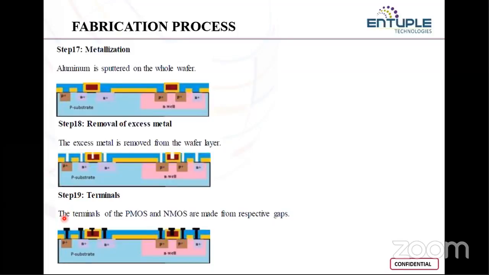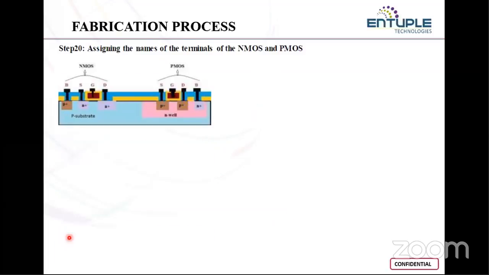Okay, so now you fill up those vacant spaces with the metal. Metal contact. After you fill up those things, you name those terminals as gate, drain, source, and bulk, and this is how it looks finally.